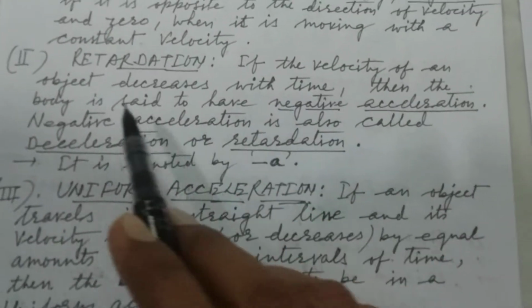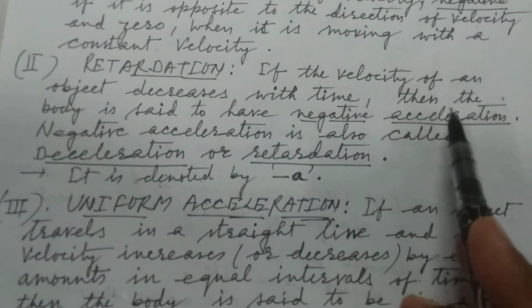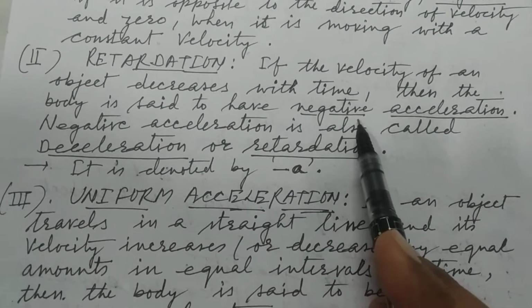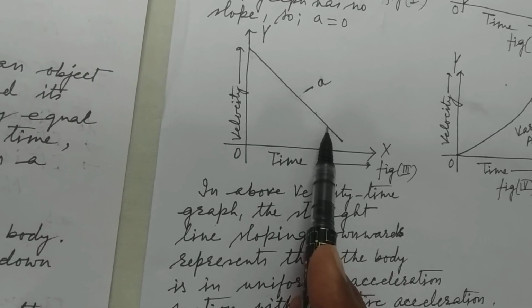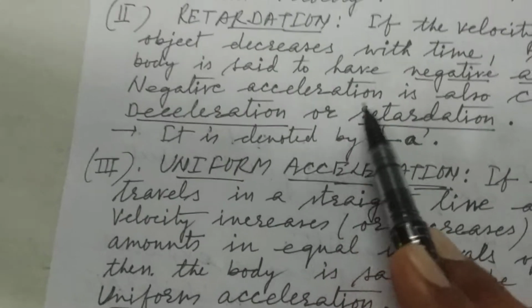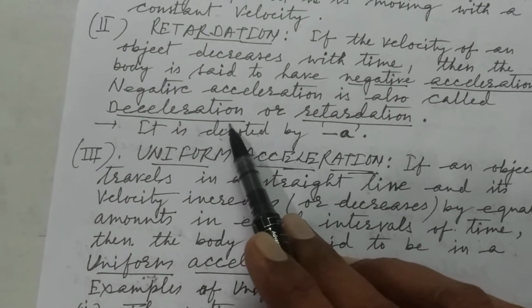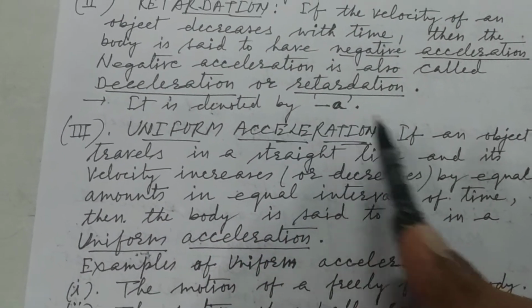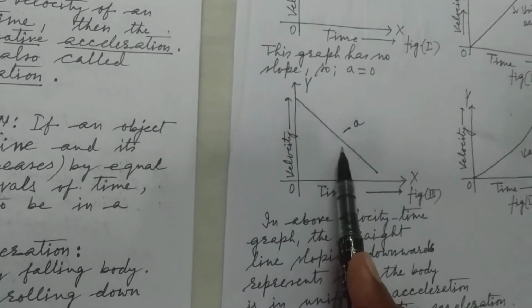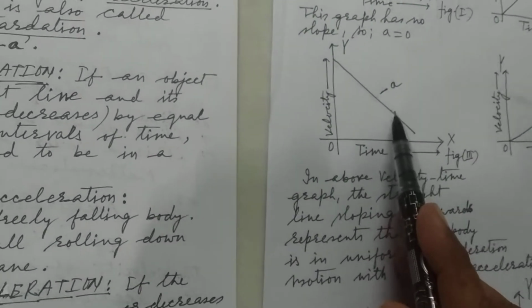If the velocity of an object decreases with time, then the body is said to have negative acceleration. In this graph, it is a negative acceleration because the velocity is decreasing with time. This negative acceleration is also called retardation or deceleration. It is represented by minus a, as given in this graph.